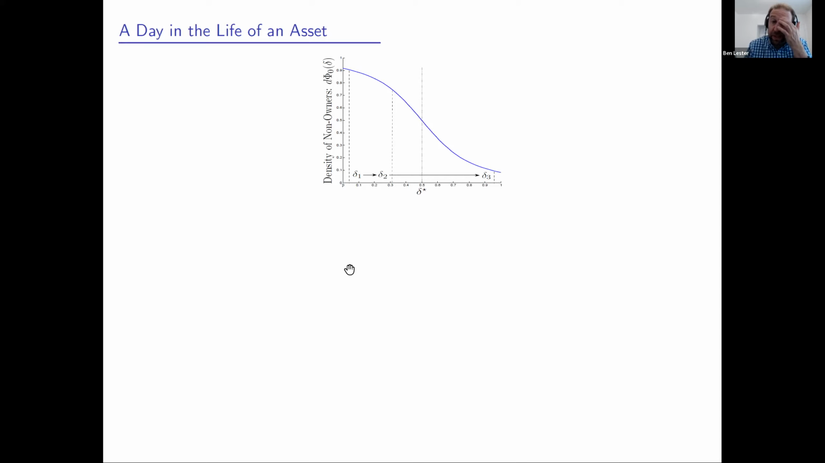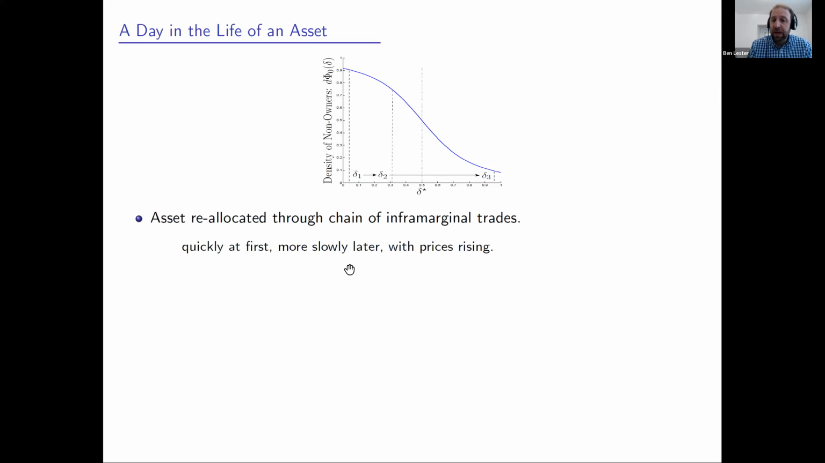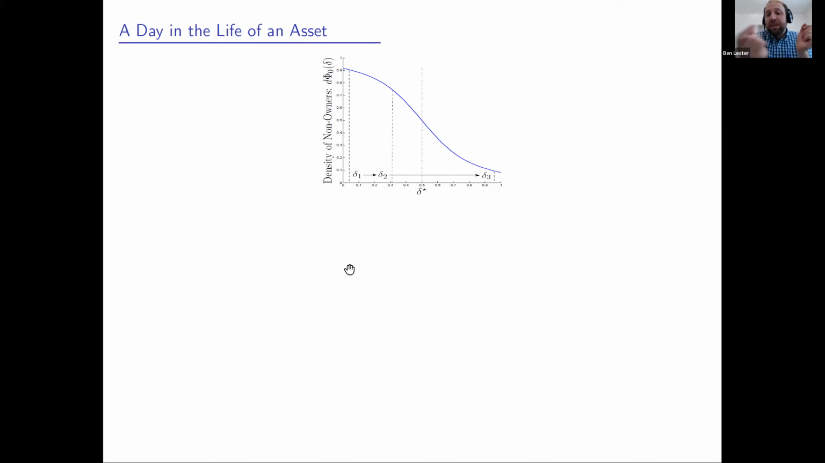So let's think for a second about the experience of an investor who owns an asset but has a very low delta, call it delta 1. Okay, so first of all, this investor, almost any non-owner that he meets is going to have a higher delta. So with very high probability, whenever he meets a non-owner, he'll sell the asset. So that means he'll sell the asset pretty quickly in general. Maybe he'll sell it to an investor with type delta 2.